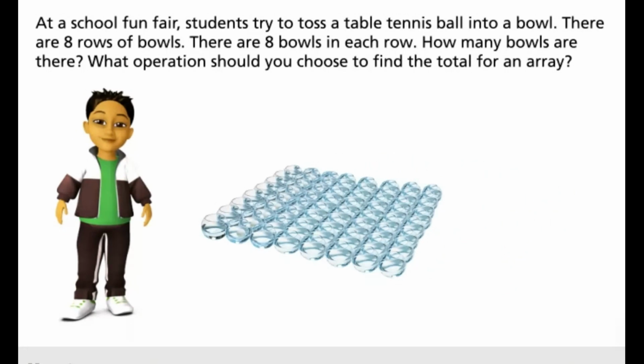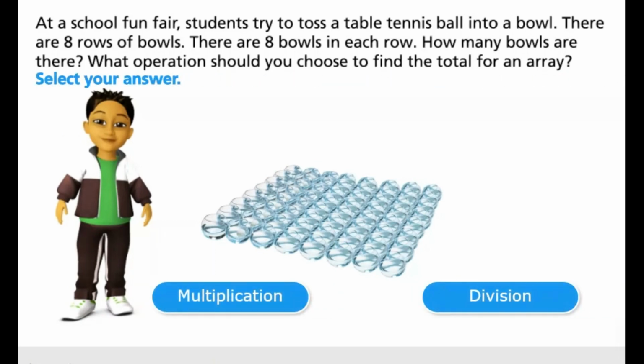At a school fun fair, students try to toss a table tennis ball into a bowl. There are 8 rows of bowls. There are 8 bowls in each row. How many bowls are there? What operation should you choose to find the total for an array? Select your answer.